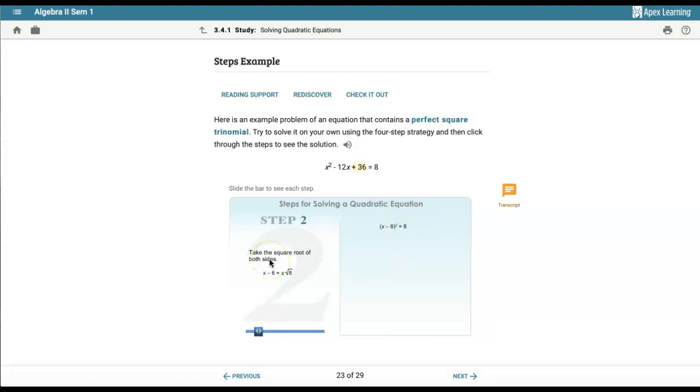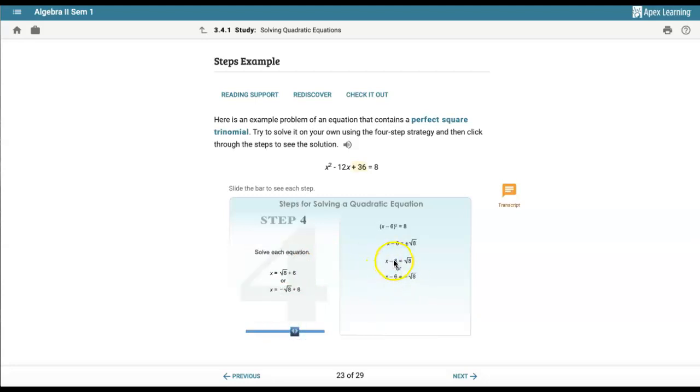Next, we take the square root of both sides, okay? So when we take the square root of both sides, we get rid of that squared right there. So I have x minus 6 is equal to plus or minus square root of 8. And again, it's positive and negative because we don't know which option it came from. So we do both. We set up two equations.